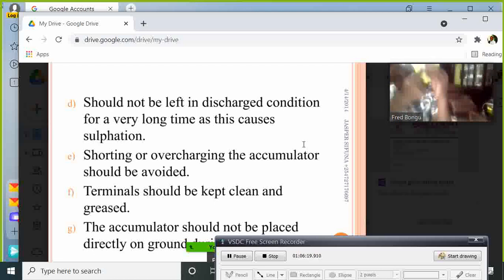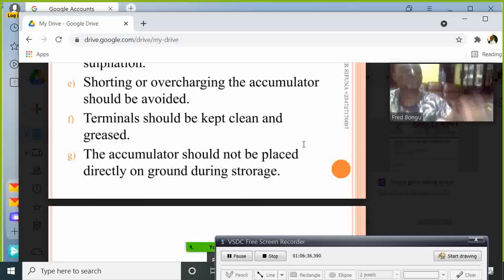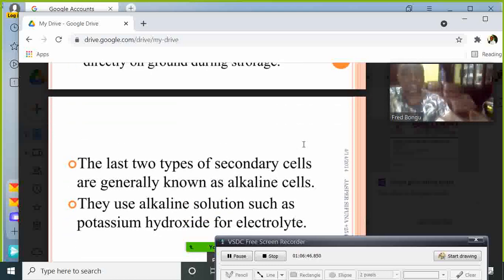It has the terminals where we grip. We have the two terminals. Those terminals should be oiled or greased. Kept clean and always oiled and greased. They should not have any rust. Then, whenever you store it, do not place it directly on the ground. Place some boxes, or a piece of wood, and place it on top. Don't place it directly on the ground whenever you are storing.